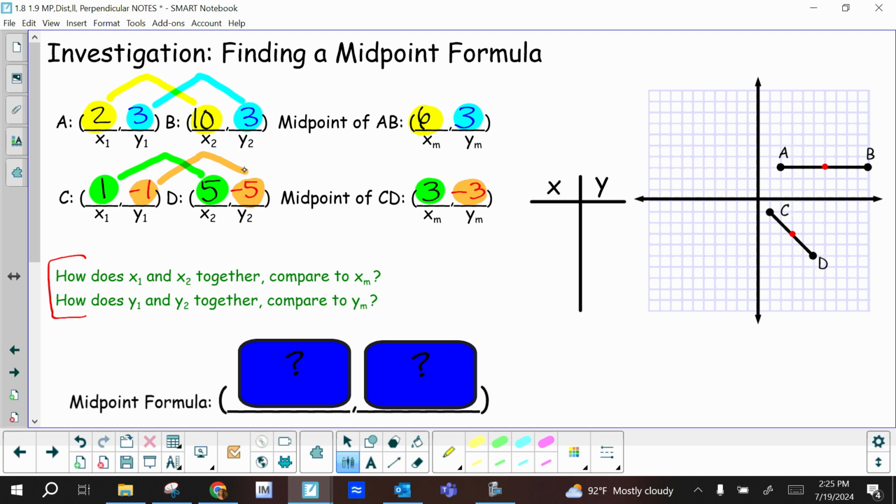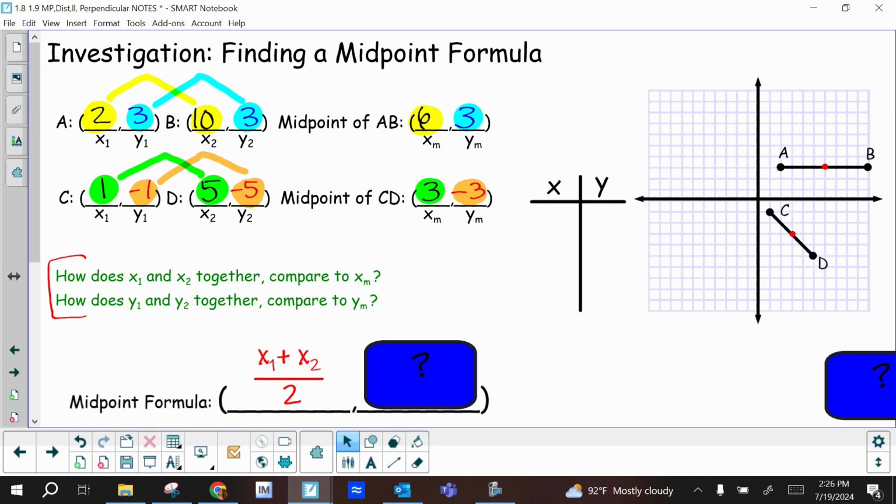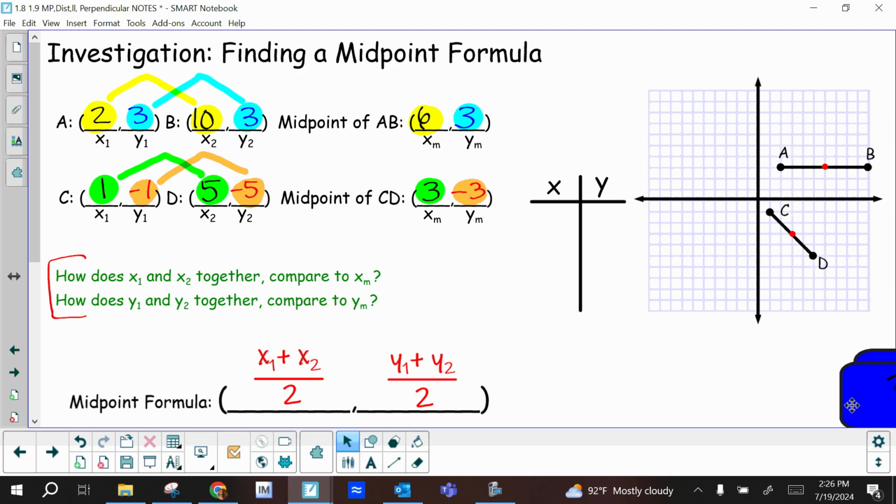So I can already derive this formula. If I take x1 and x2 and add them together, how is that related to xm? It is half of that. So that's how the first coordinate is going to end up. x1 plus x2 divided by 2, take half of that. And the same thing goes for y. That will be your midpoint formula: (x1 + x2)/2, comma, (y1 + y2)/2. And that'll be your midpoint.